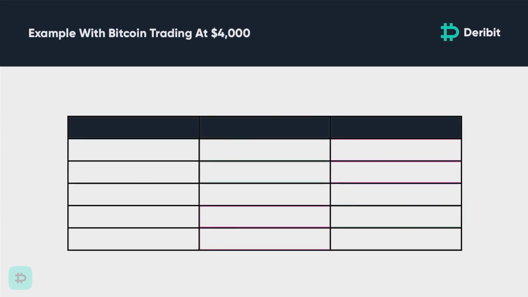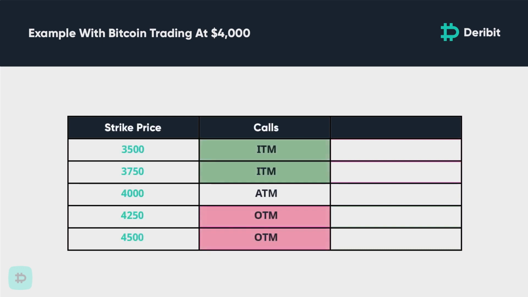For example, assume that we are looking at the Bitcoin options on Deribit and the current price of BTC is right around $4,000. Then we would describe the options at each strike price according to the following table. For our example, call options where the strike price is lower than the current price of the underlying asset, strike prices of $3,500 and $3,750 are in the money and have intrinsic value. However, put options on the same strike prices do not.